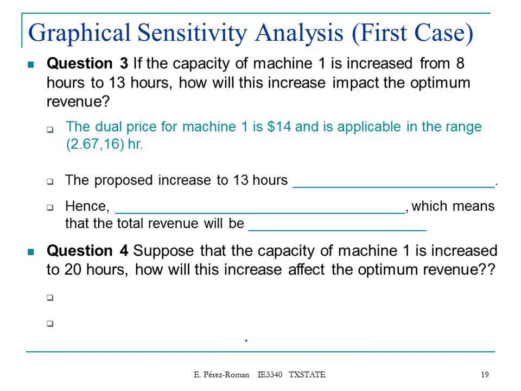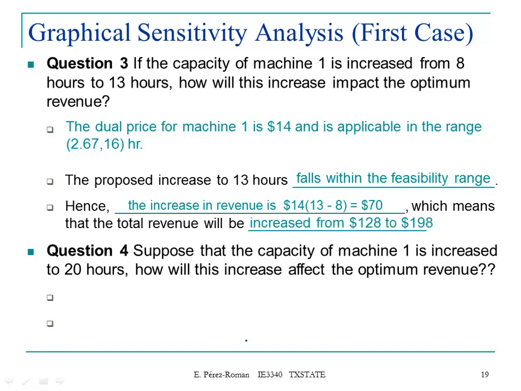Okay? So based on that, then you can say that the proposed increase to 13 hours falls within the feasibility range. So you will increase your profit by 5 times 14, which is $70, and the total revenue will be increased from $128 to $198.